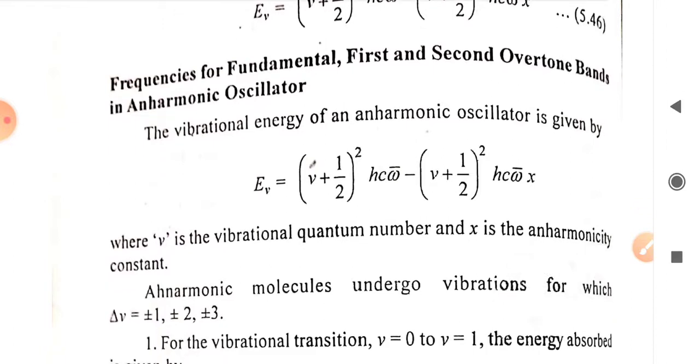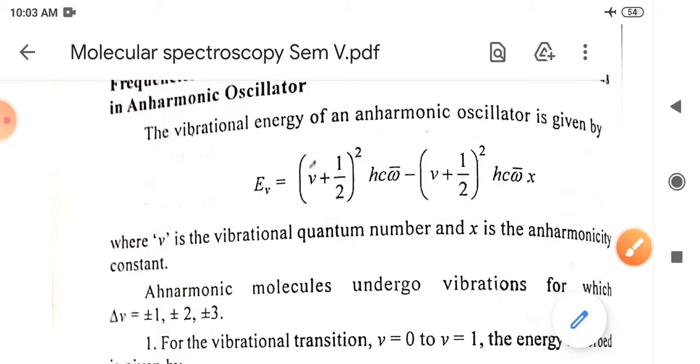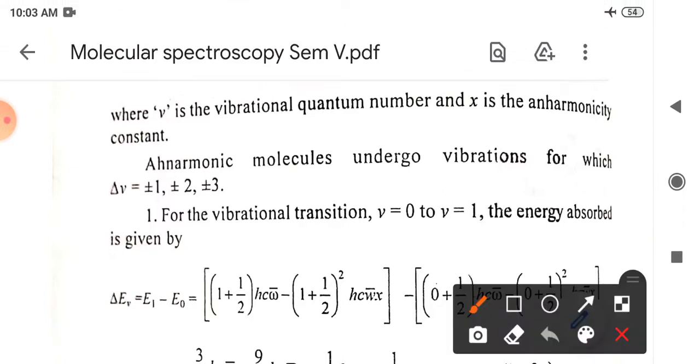So the energy for the vibrational oscillation in the anharmonic oscillator, which we have already obtained, is E_v equals (v + 1/2) hc ω̄ minus (v + 1/2)² hc ω̄ x, where v is the vibrational quantum number. Previously we have seen that the selection rule is Δv equals plus or minus 1 for the harmonic oscillator. But what about the anharmonic oscillator? The anharmonic oscillator is the real case.